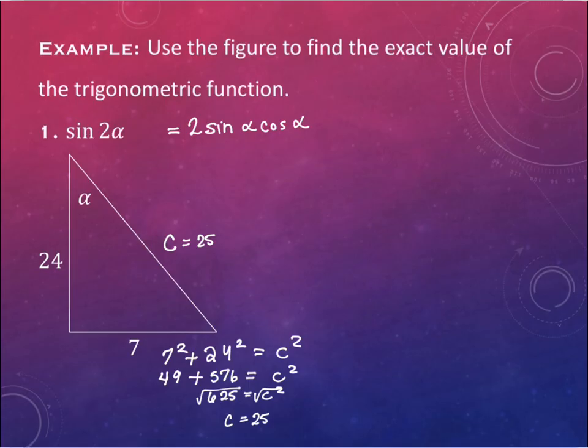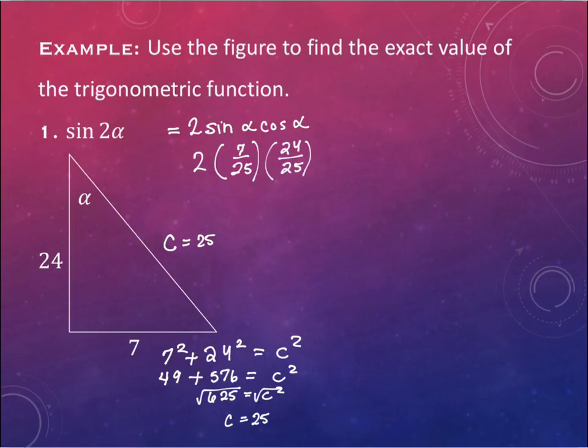All right, so looking at this triangle then, what is the sine of alpha? So the 2 stays at the beginning. The sine of alpha is 7 over 25. What is the cosine of alpha? 24 over 25.